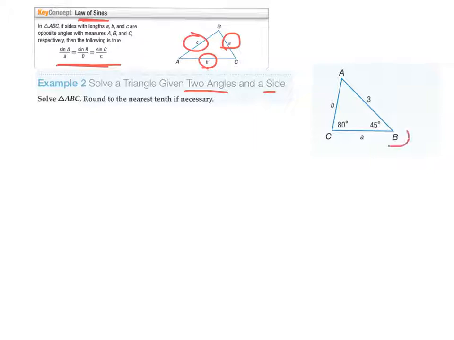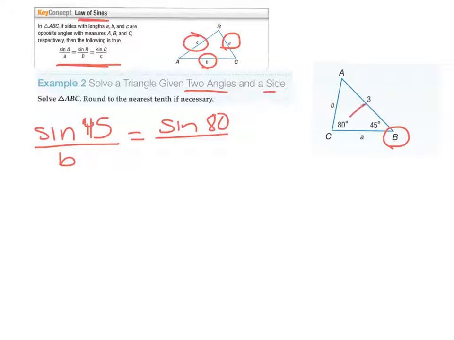So we want to use the sine of this b, so I'm going to write sine of 45 over the b that we don't know equals the sine of 80 over, and what's across from that is the 3. And now we have a proportion. To solve this proportion, all we do is cross multiply. So it becomes 3 sine 45 equals b, and the sine of 80 goes on the bottom.